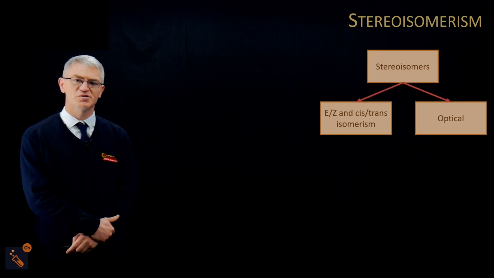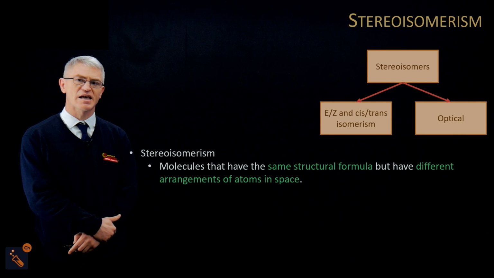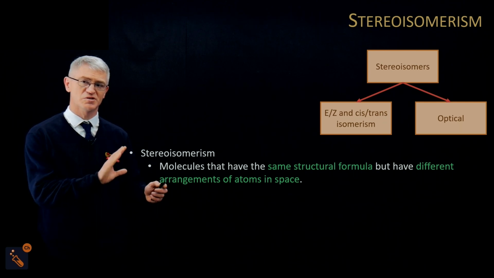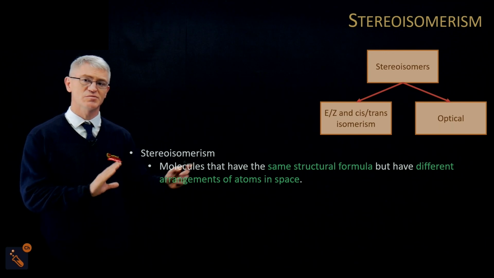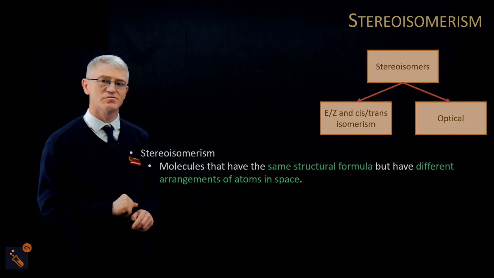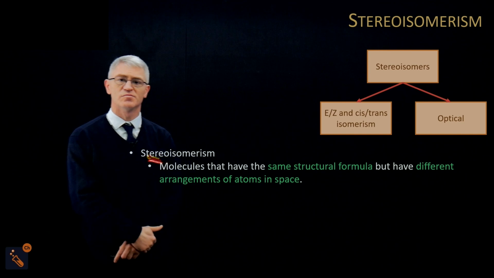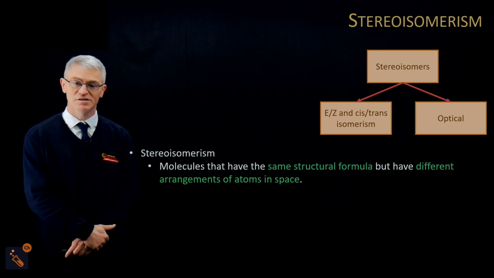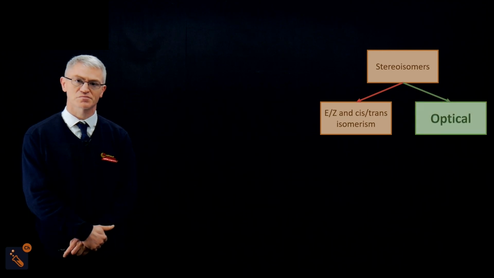Now, this optical side, okay, is really, really important, and we're going to do lots of drawings. But stereoisomerism is the molecules that have the same structural formula. It's in green because you must remember it. Okay, same structural formula, but different arrangement of atoms in space. So a definition that you need to remember.